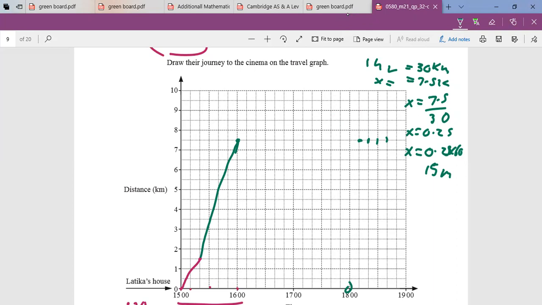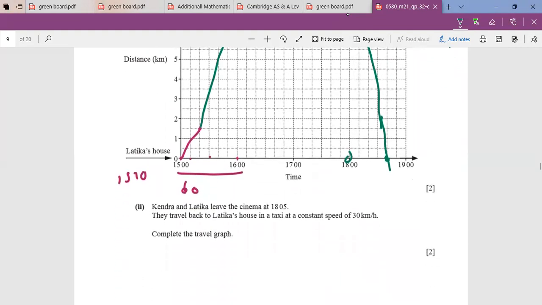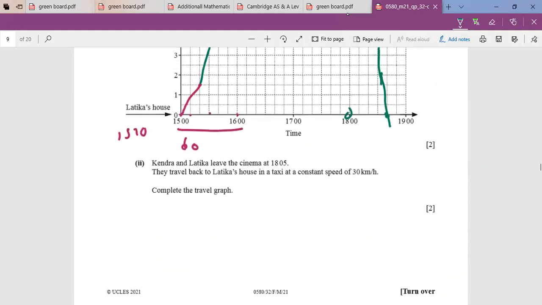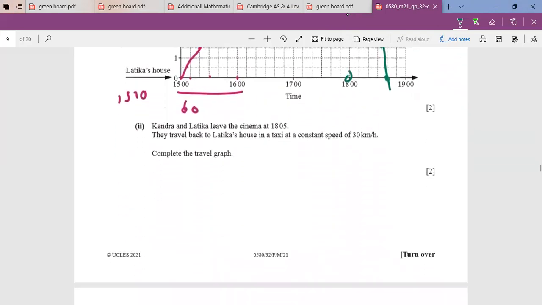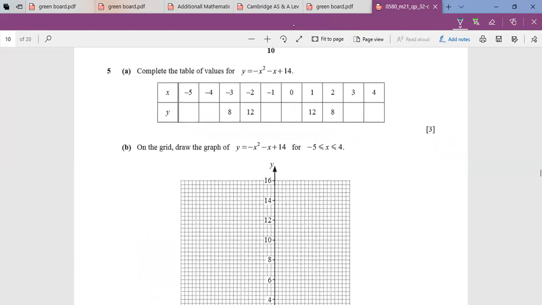So if you come down, it will be at this point. So meaning that this line has to drop now coming down. Of course, you draw it with a ruler coming down. Meanwhile, during this period when they were resting, you can connect like that. Okay, so this is what we need to do as we are asked down there to complete the travel graph. All right. This is what we needed to do. Okay, so we can move to the next question.